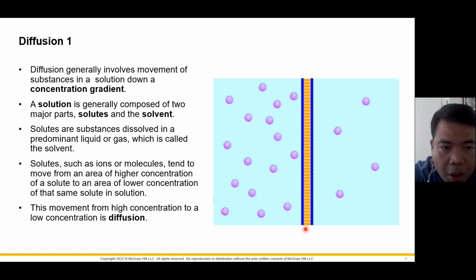In diffusion, solutes move from areas of higher concentration to areas of lower concentration, just like what you see in this picture. This side of the membrane has more solutes, therefore it has a higher concentration of the solute. For example, if it's a salt solution, this side of the membrane has more salt molecules, while this side has fewer. This side has higher concentration, while this side has lower concentration. When solutes move from higher concentration to lower concentration, it is called diffusion.